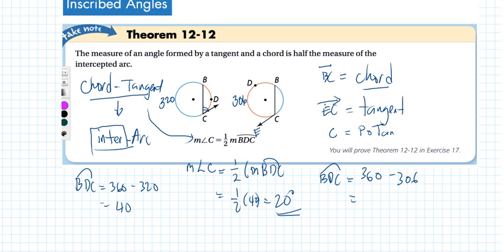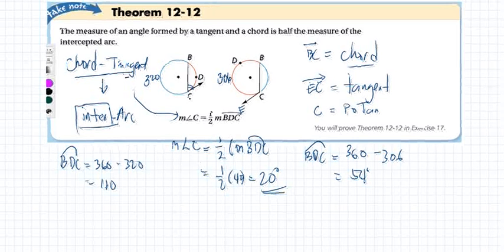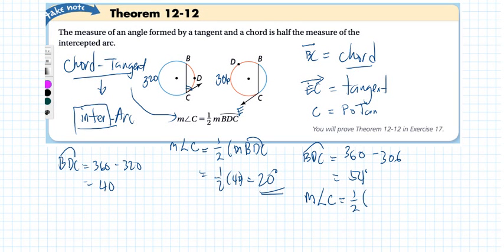54. Very good. Therefore, what is now the measurement of your angle C given this? Okay, I'm modeling to you how to write it properly. The measurement of angle C is equal to 1/2 of arc BDC, which is equal to 1/2 of 54, which is equal to 27. Okay, 27.